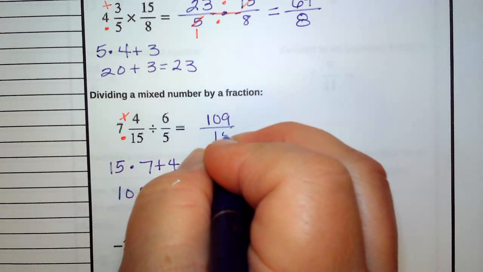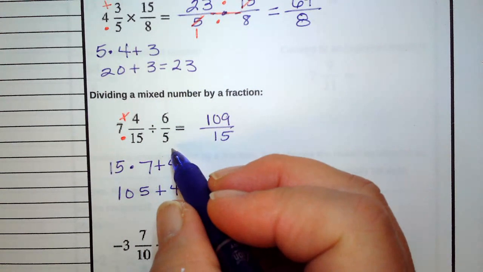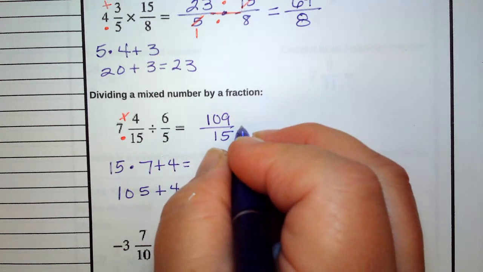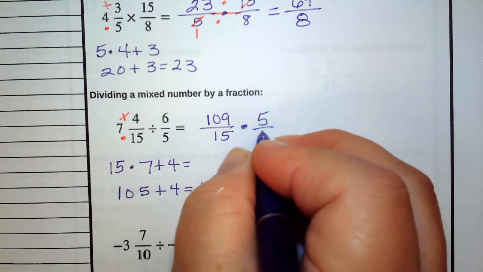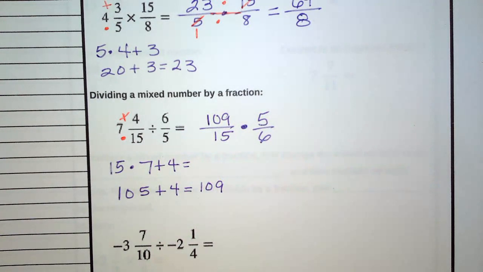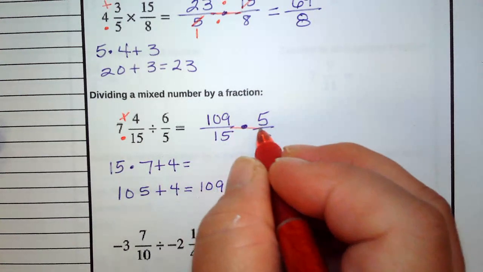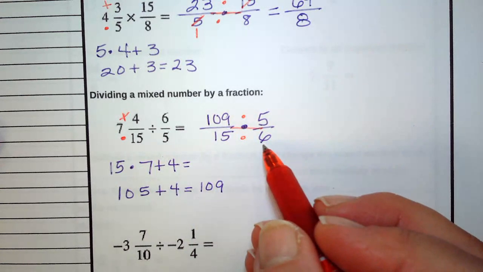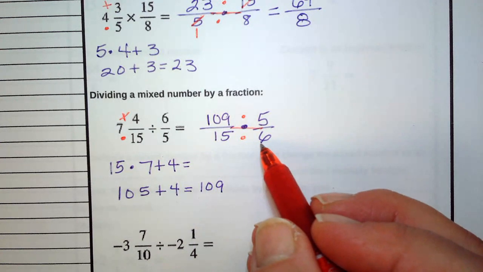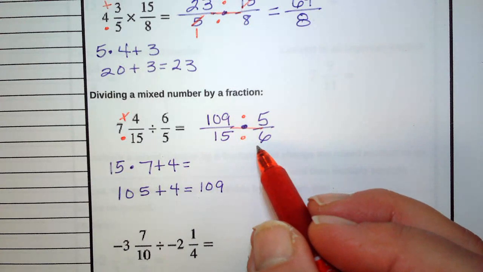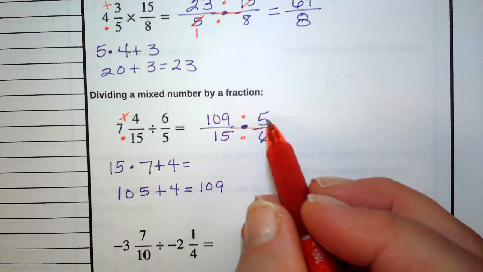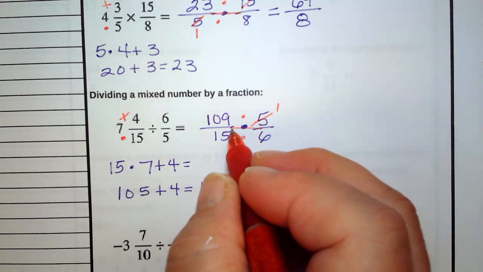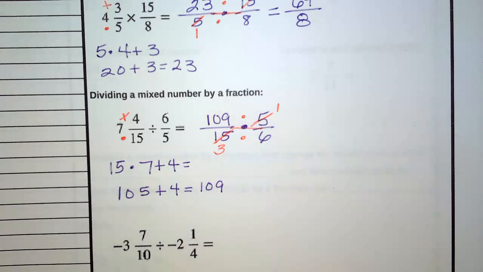109 over 15. Now I'm going to flip it right now so that I'm multiplying by my reciprocal. Times 5 over 6. Okay, 109. Does 109 and 6 have a common factor? No. What about 5 and 15? Yes. 5 divided by 5 is 1. 15 divided by 5 is 3.